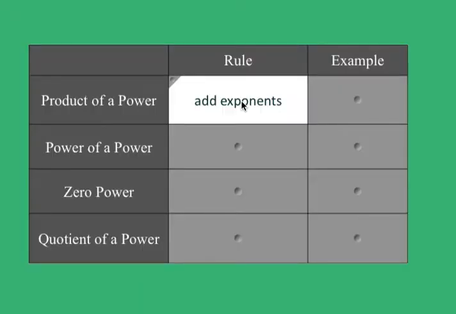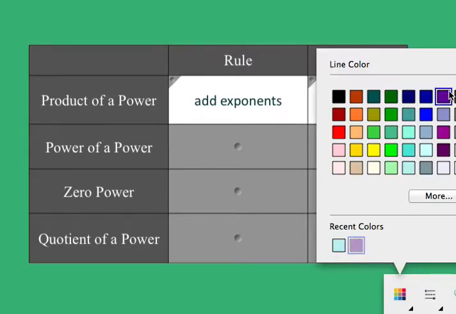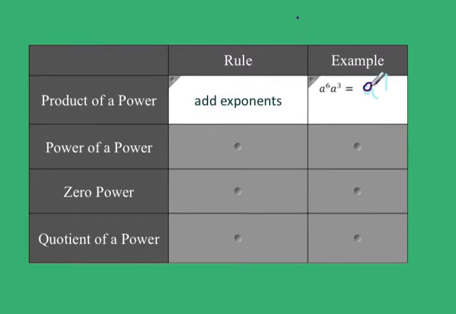When you take a product of a power, you're going to add the exponents. So for example, when we're taking a to the third times a to the sixth, we're going to add those exponents and it's going to become a to the ninth. Okay, so that's product of a power.